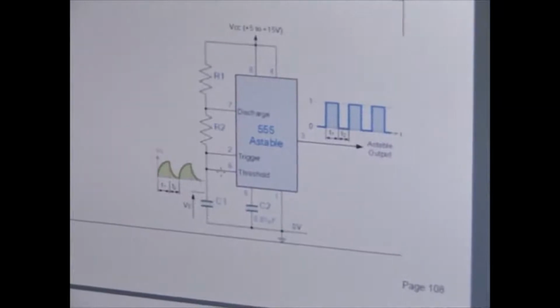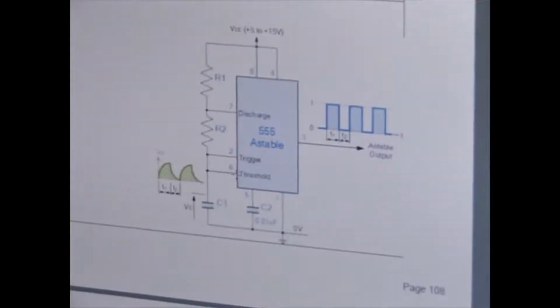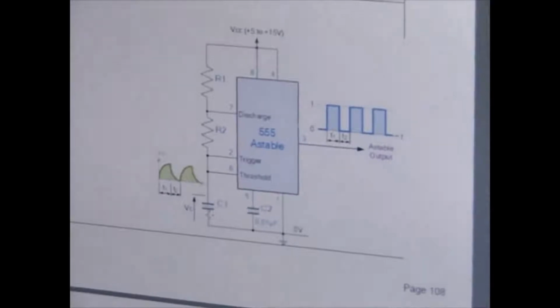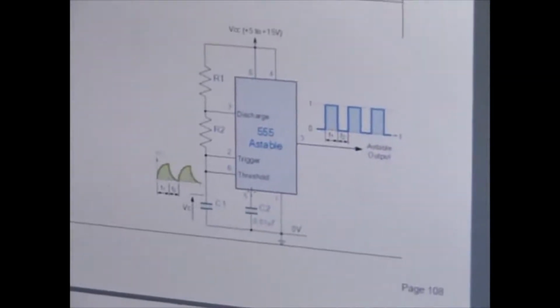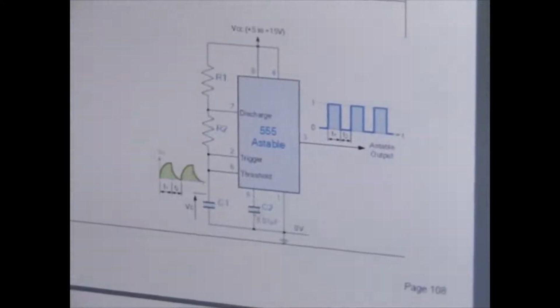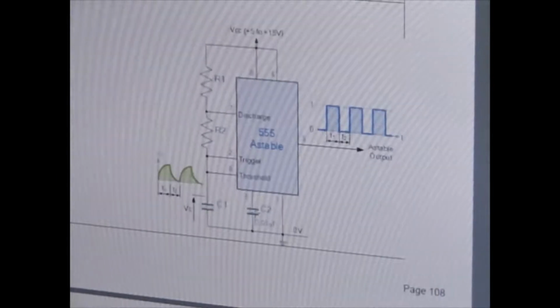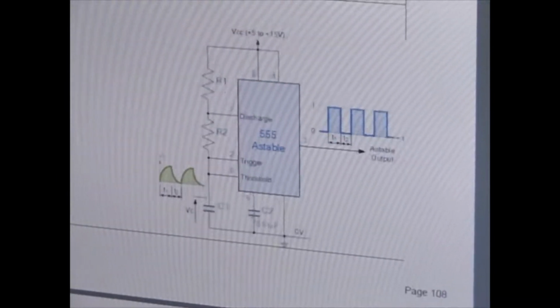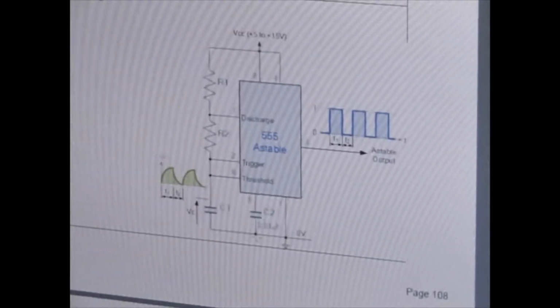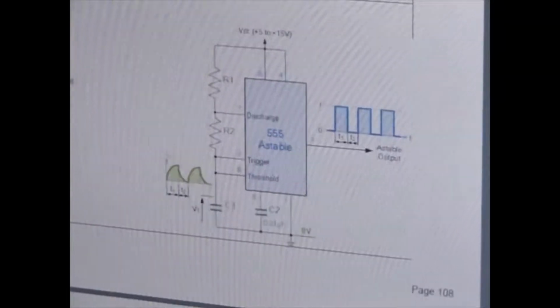One leg goes to pin number 6 or pin number 2, and another leg will be connected to ground. And next one is pin number 5. That is a bypass capacitor, C2, of 0.01 microfarad, that will be connected to pin number 5, and another leg will be connected to the ground. And as you know, pin number 1 is also ground.